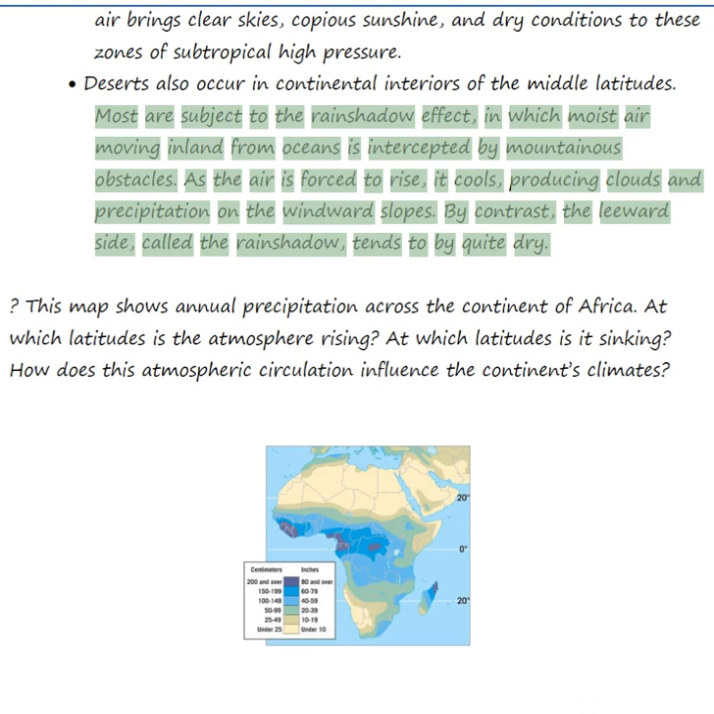Most are subject to the rainshadow effect, in which moist air moving inland from oceans is intercepted by mountainous obstacles. As the air is forced to rise, it cools, producing clouds and precipitation on the windward slopes. By contrast, the leeward side, called the rainshadow, tends to be quite dry.